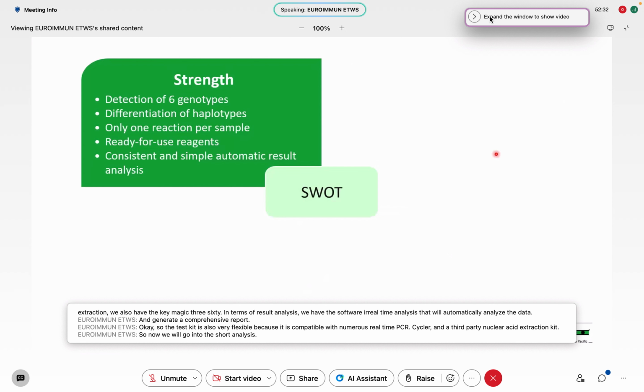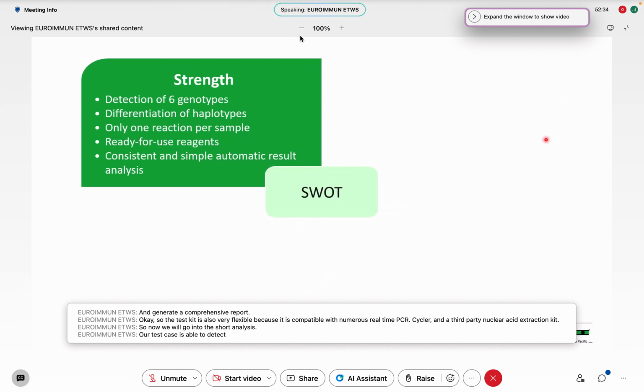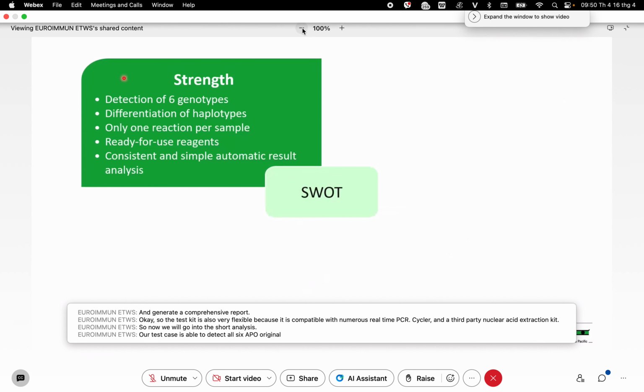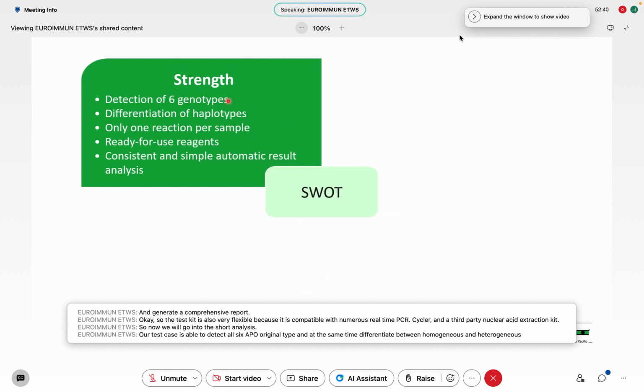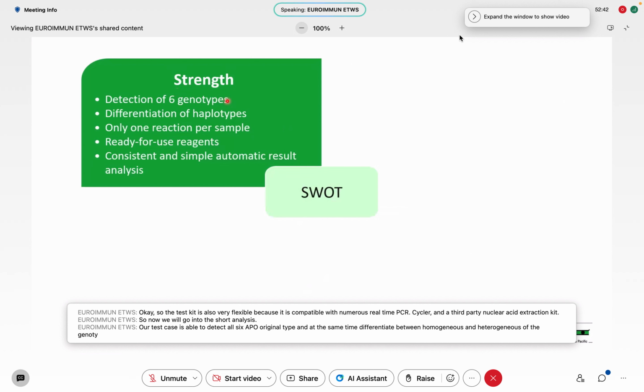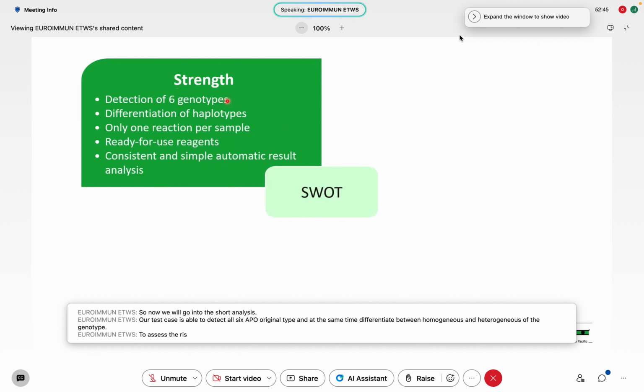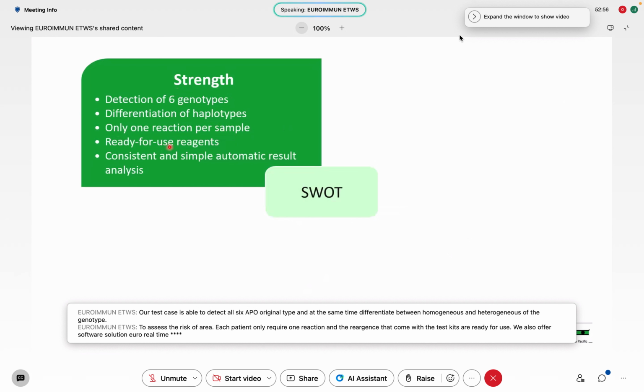Our test kit is able to detect all 6 APOE genotypes and at the same time differentiate between homozygous and heterozygous of the genotype to assess the risk of ARIA. Each patient only requires one reaction and the reagents that come with the test kits are ready for use. We also offer a software solution, Euro real-time analysis, that will automatically analyze the result data and generate a simple report.